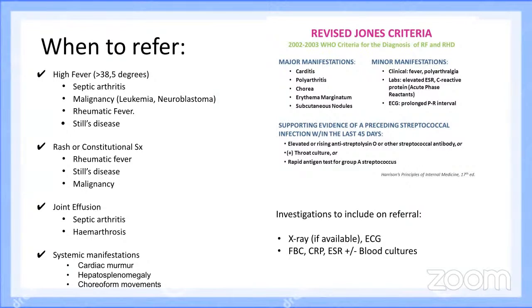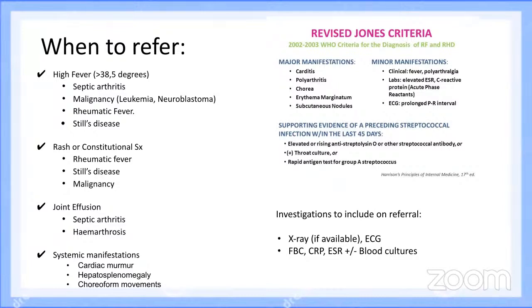And on the point of a rash, it's important to know that rheumatic fever and malignancy are also important conditions to consider. And if the patient has constitutional symptoms, that too may point you toward those diagnoses. It's important to identify if there's an effusion that might show you that there might be an underlying septic arthritis or hemarthrosis, particularly if there's a history of trauma, whether it be mild trauma or significant trauma.